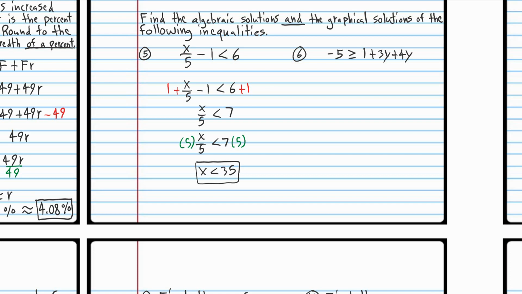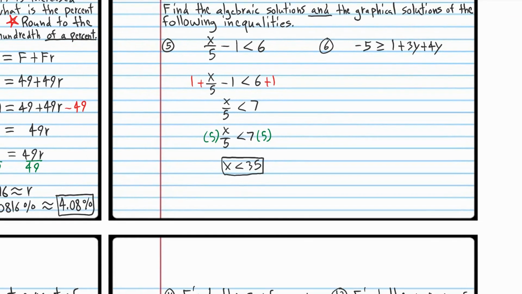Please understand that when you take the test, you have to find the algebraic solution of these inequalities and the graphical solution, because it's very common for teachers to ask for both. So we're going to write our number line, and we have 35, so we're going to need maybe intervals of 10. So 10, 20, 30, 40, 50, and so on and so forth.